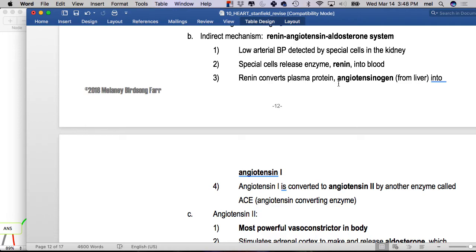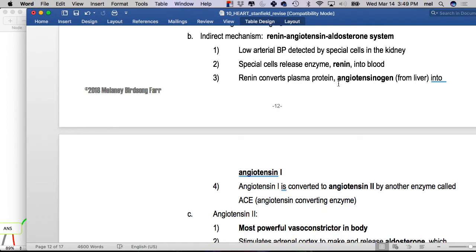Angiotensin, it was angiotensin 1. Angiotensin 1 gets converted by ACE. ACE is angiotensin converting enzyme, that's what it stands for, to angiotensin 2. Angiotensin 2 will take care of the problem because angiotensin 2 is a major vasoconstrictor and causes release of aldosterone.